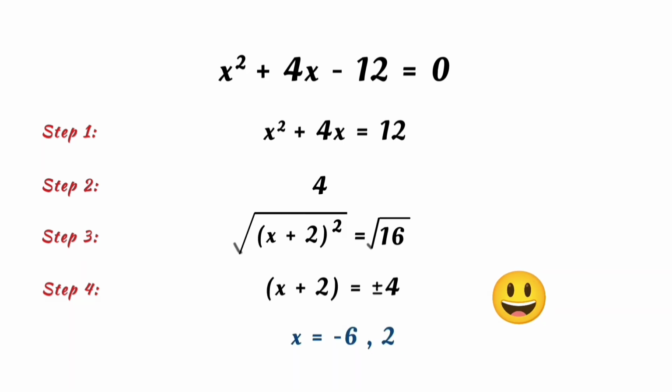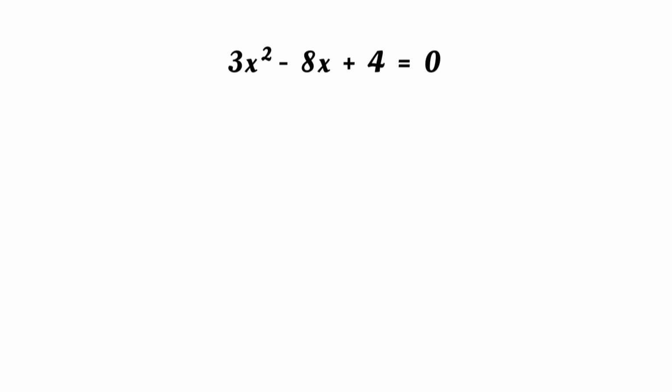But wait until we have solved this example. Here we'll use the same technique with one extra step, that is to make the coefficient of x squared 1. First divide the whole equation by 3. Now move the constant term to the right.